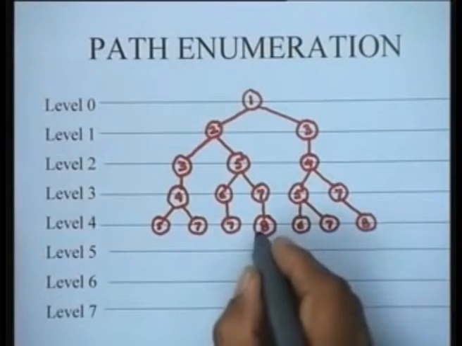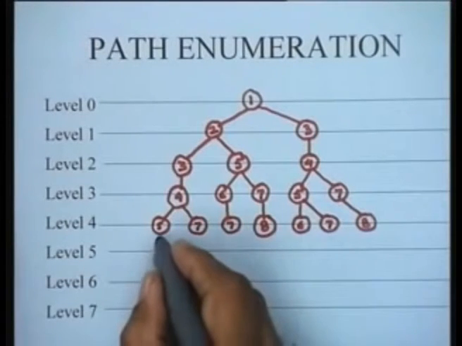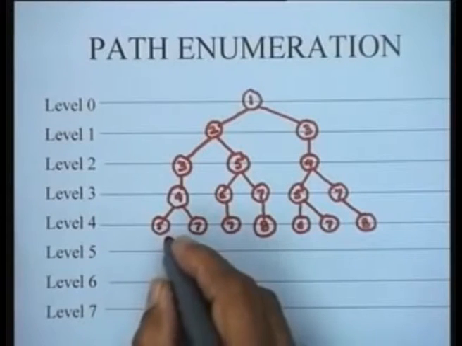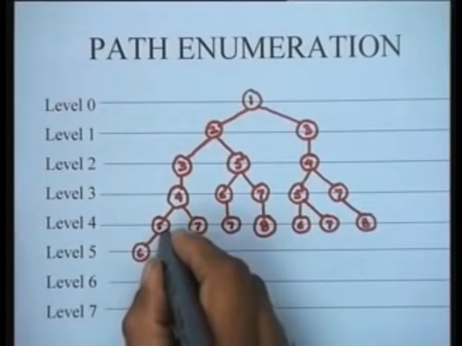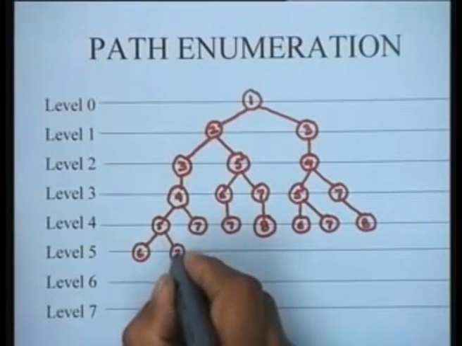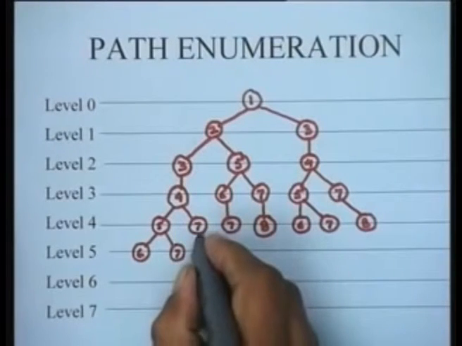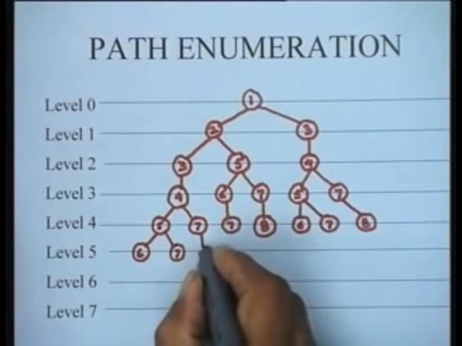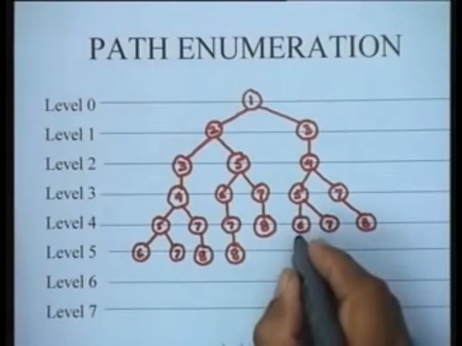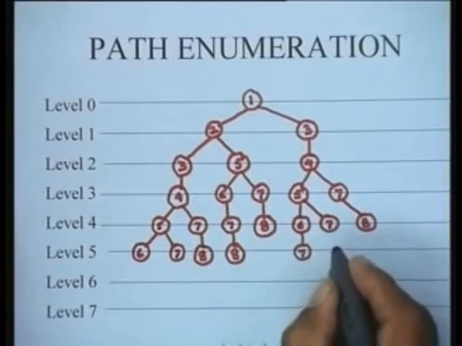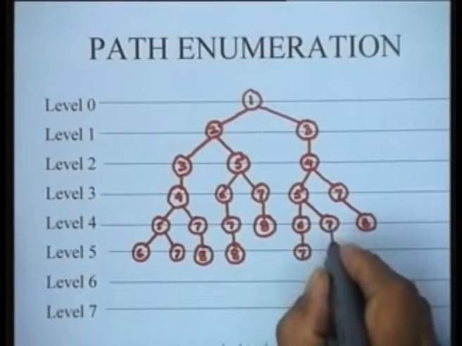These nodes will not be tapped further, but from 5 I can go to 6 and 7. So, I can go to 6 and I can go to 7. From 7 I can go to 8. From 6 I can go to 7, and from 7 I can go to 8.